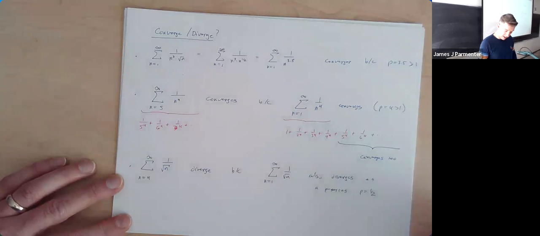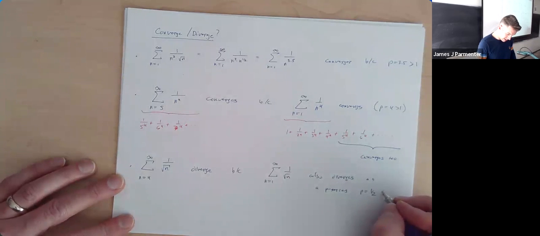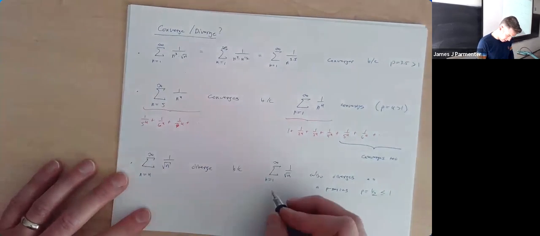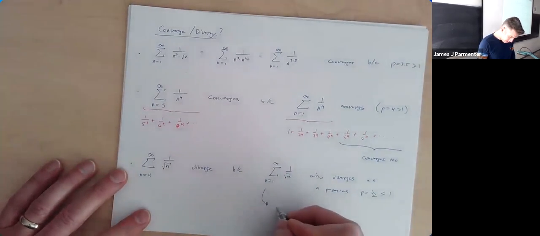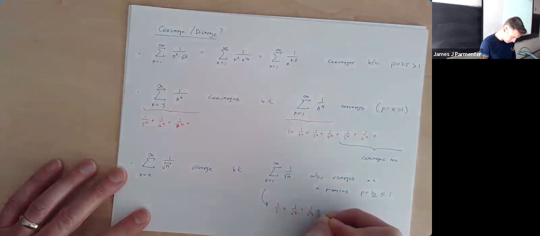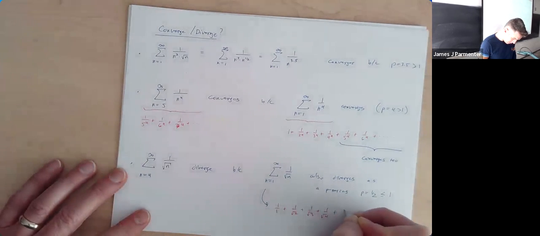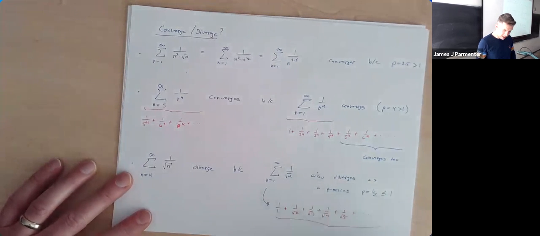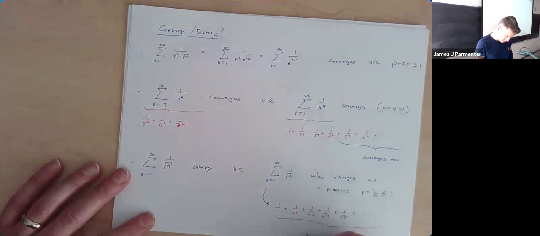Right, the power is 1/2, which is certainly less than or equal to 1. So this diverges. Here your terms are looking like, let me write them in red here: 1 over 1 plus 1 over the square root of 2 plus 1 over the square root of 3 plus 1 over the square root of 4 plus 1 over the square root of 5, and so on, and so on. And what we're saying is this diverges to infinity.